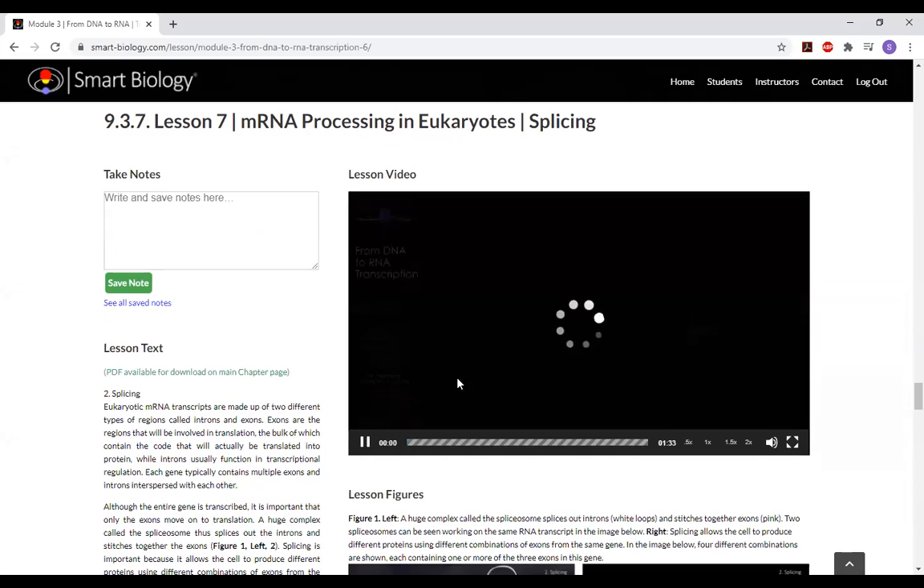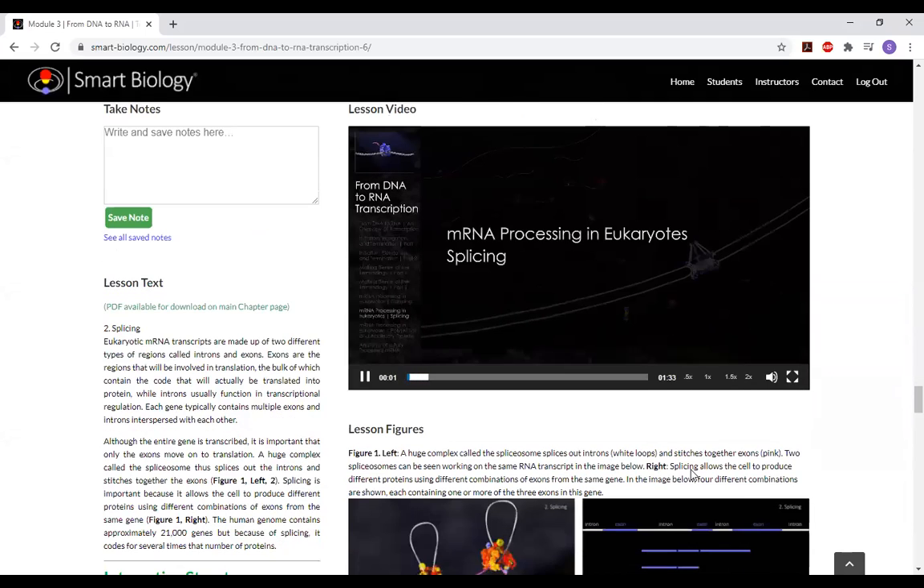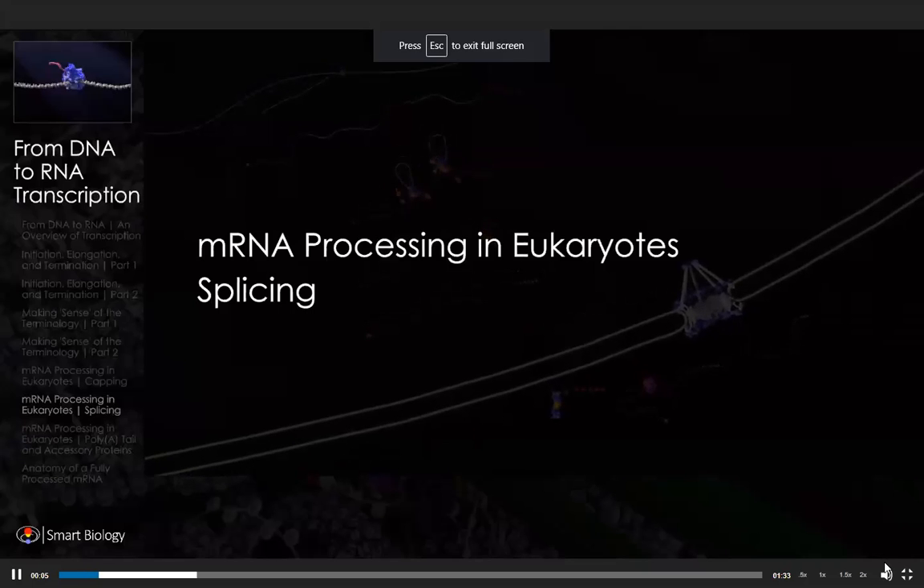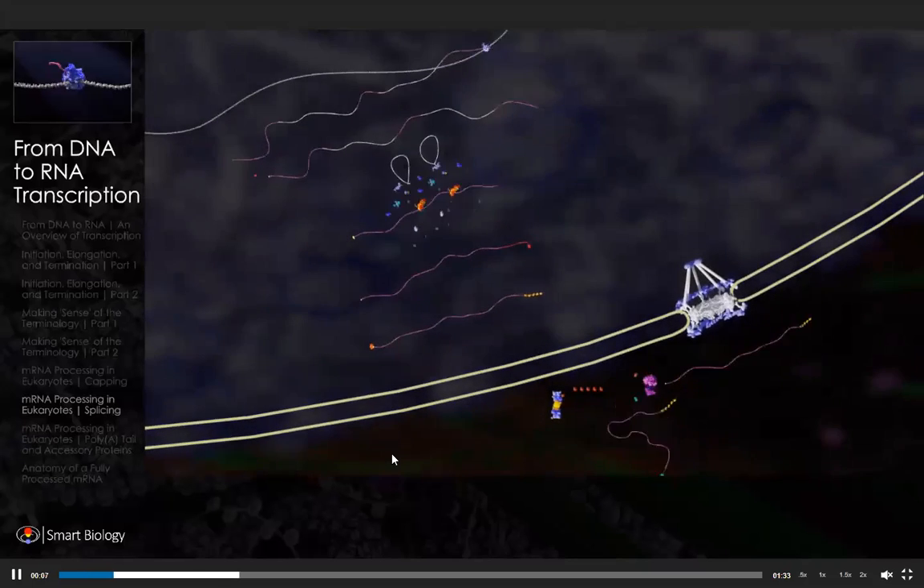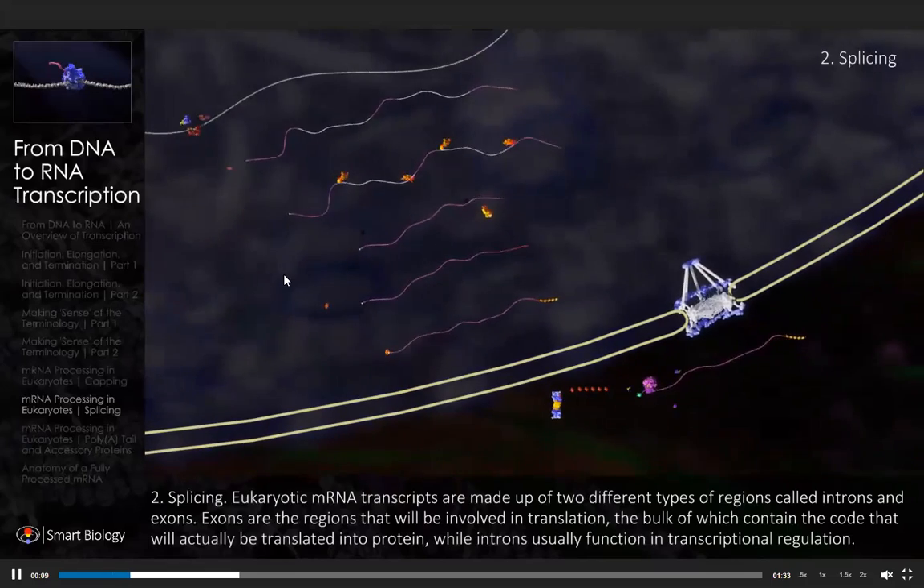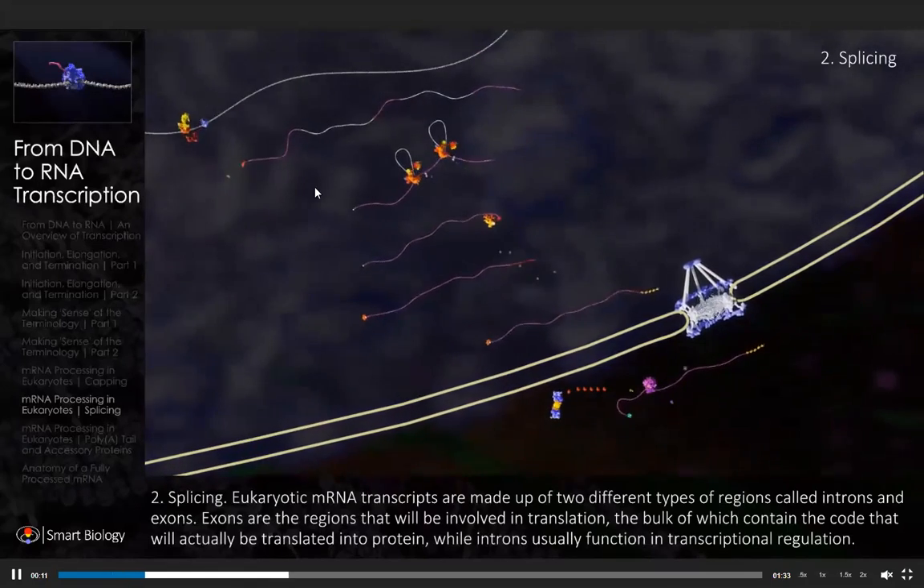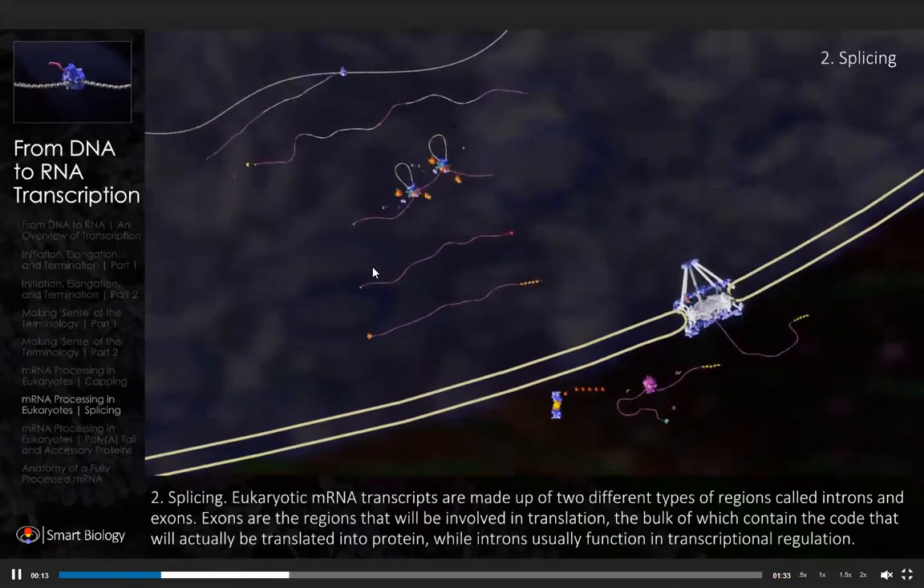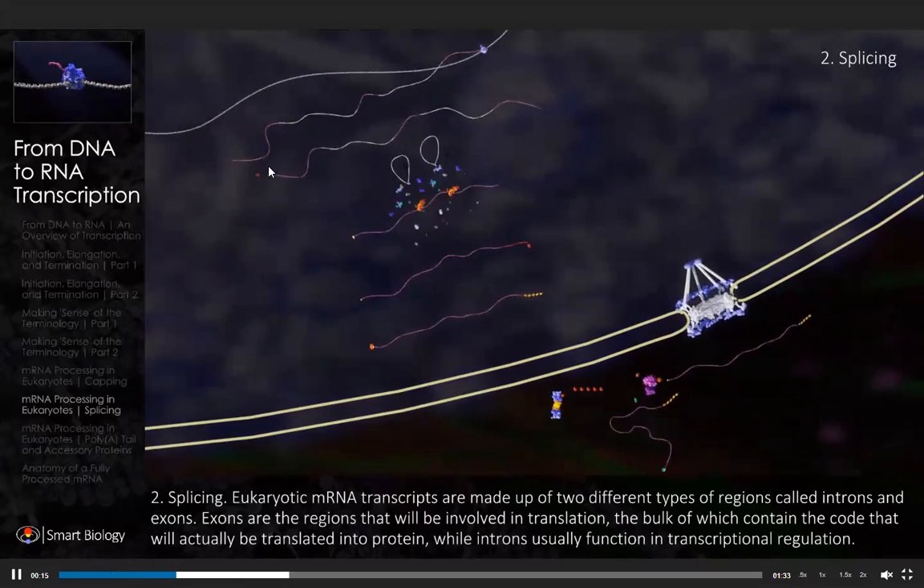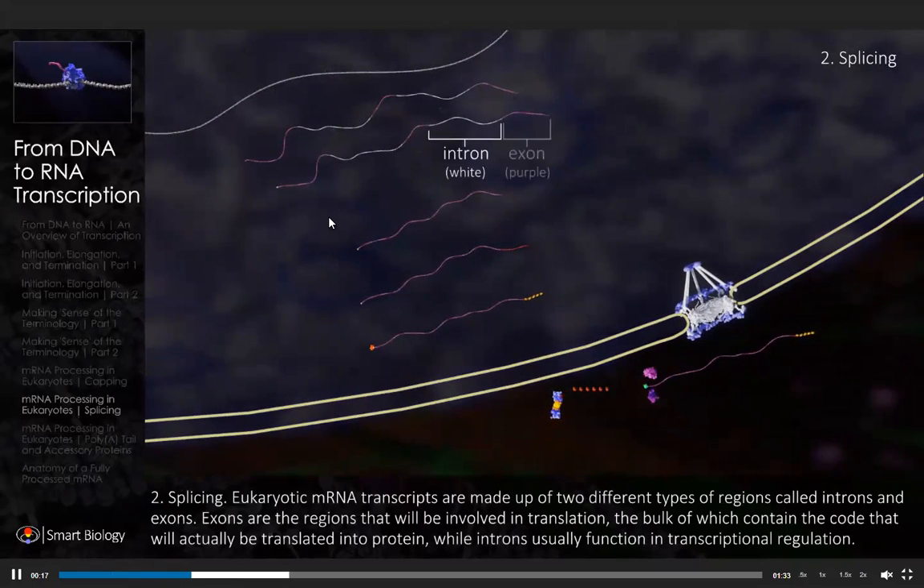Finally, we will look a little bit at splicing, and then we will look at tailing. So eukaryotic mRNA transcripts are made up of introns and exons, as I was mentioning. Exons are the regions that are involved in translation. Introns are non-coding regions that have value in regulation in the original DNA molecule.